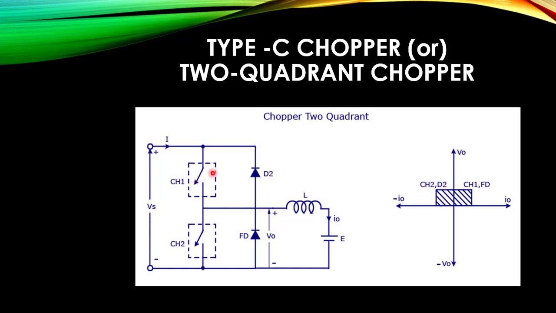In the first quadrant, either CH1, that is switch 1, or the freewheeling diode will conduct. In the second quadrant, either switch 2, that is chopper 2, will be in the on state, otherwise the diode will be in conduction mode. So in the first quadrant CH1 or the freewheeling diode, in the second quadrant CH2 or D2.